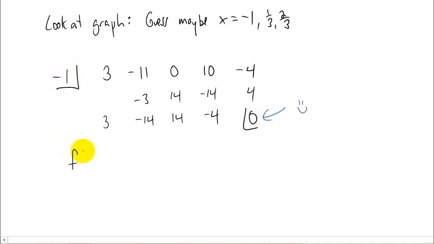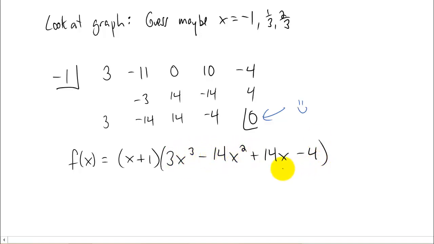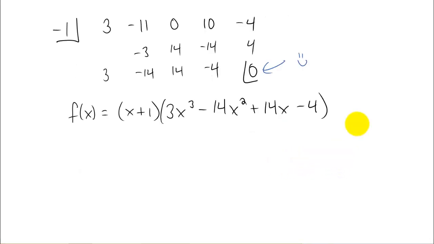But what the synthetic division problem also does is it allows us to rewrite the function. Because what we just did with synthetic division was we factored out a factor of x plus 1. What we're left with, in this case, is 3x cubed minus 14x squared plus 14x minus 4. Where did I get these numbers? Well, these coefficients came from what was left in the synthetic division problem.